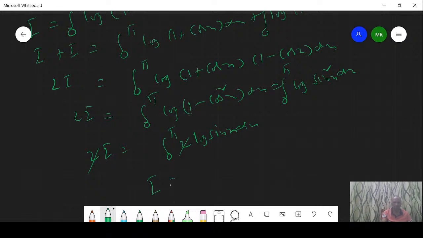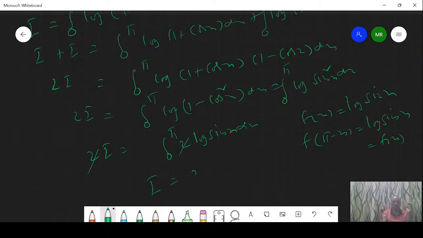I can write I is equal to, apply again, the function f of x is equal to log sine x. Because I told you the formula in the previous class: integral 0 to pi by 2 log sine x dx is minus pi by 2 log 2. So what I will do? Replace x with pi minus x. There is no change: log of sine of pi minus x is sine x only. It comes as f of x.